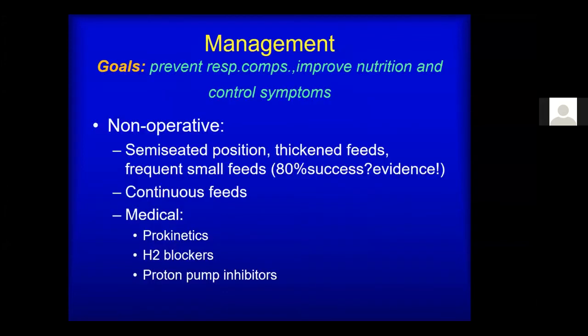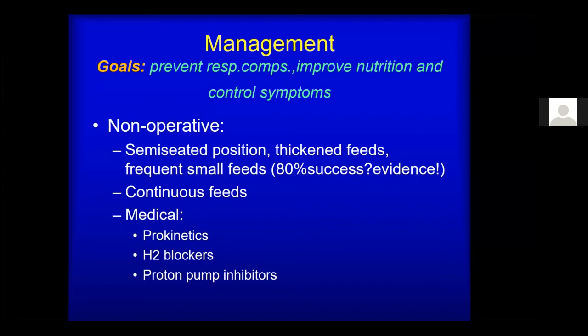So what is our goal in the management usually in the pediatric population? Improve their nutrition, control their symptoms, and prevent their respiratory complications. The non-operative management in those: semi-seated position for the small ones, thickened feeds, frequent small feeds. Some people claim that there is a 70 to 80% success rate, but the evidence really is lacking in any controlled studies. Most of these babies who are said to be controlled, I think they are having other factors affecting their improvement. Let's say if a baby is overfed and they vomit, if you correct all these things, you have probably already corrected the feeding pattern, and that helps as well.